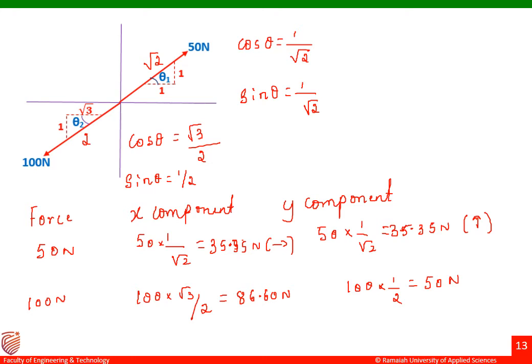So coming to the 100 Newton force. This 100 Newton force is falling in the third quadrant. That means my Fx component would be negative and Fy component will also be negative. Let me write the sign convention for this. This is my x component, which is acting towards the left side, and this is my y component which is acting downwards, or else this can also be written as minus 86.60 Newton, and the y component can also be written as minus 50 Newton. This is how the resolution of the given forces can be done.